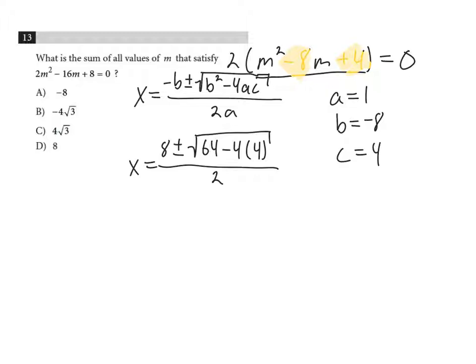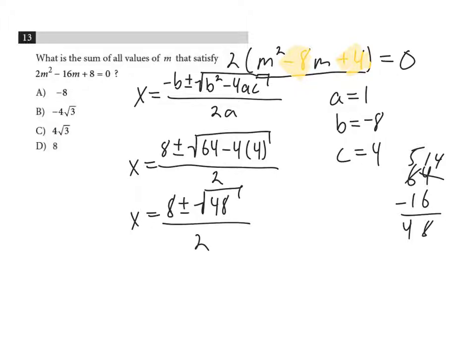Okay, so then we've got x equals 8 plus minus the square root of, well, it's going to be 64 minus 16. 64 minus 16, let's see, that's going to be 48.